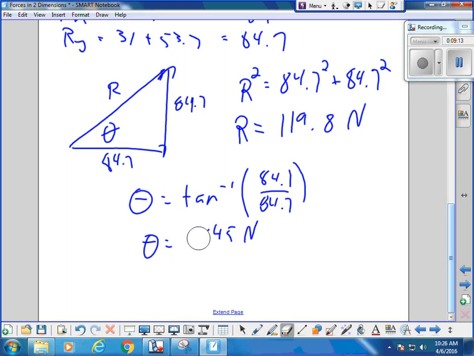Now, really, is it east, or is it west and east? I think in the original question, if we go way back to the top, they just talk about above the horizontal. So really, it's not east and 45 north, it's 45. Do you guys know the abbreviation for above the horizontal? ATH, above the horizontal.